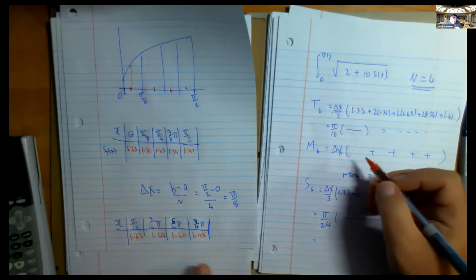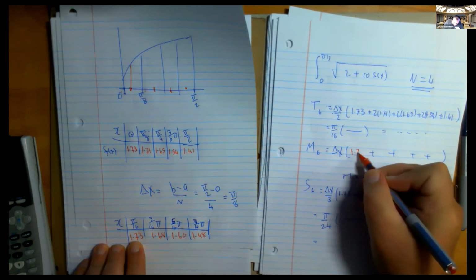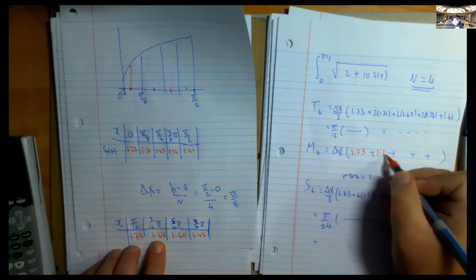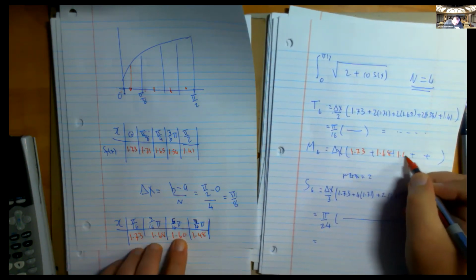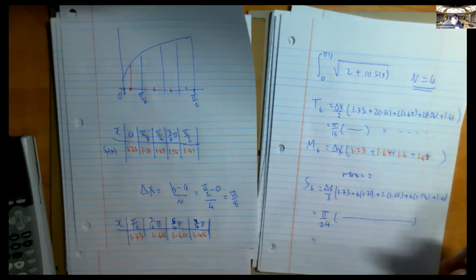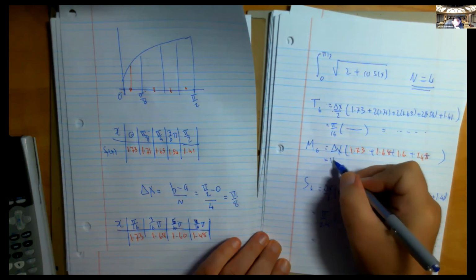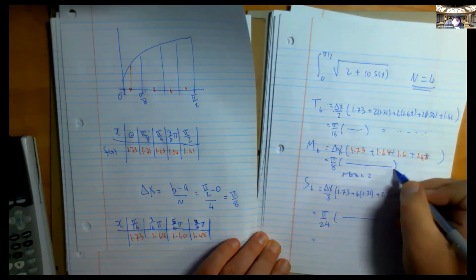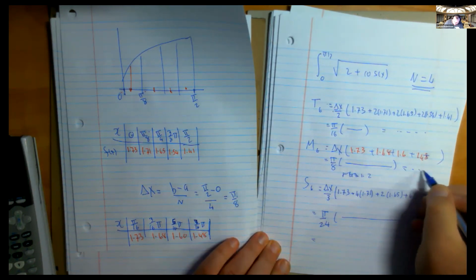So the midpoint would be one of these guys, one of these guys, one of these guys, and one of these guys. Delta x is still pi upon 8. So pi upon 8, whatever that comes to, and you got your answer.